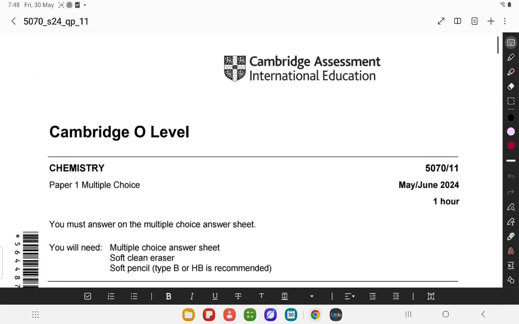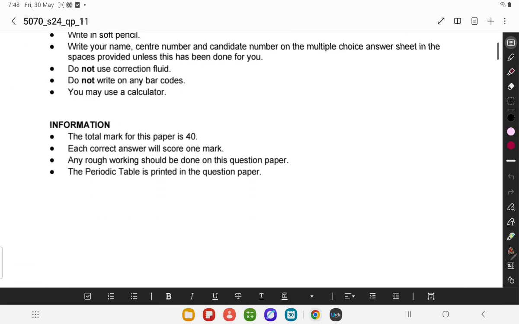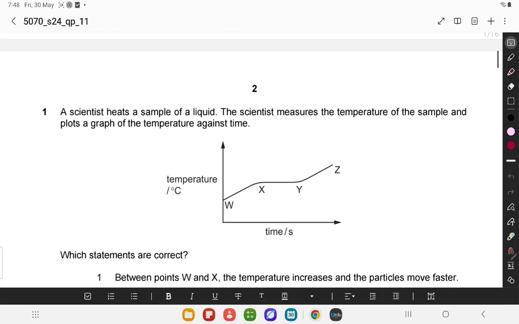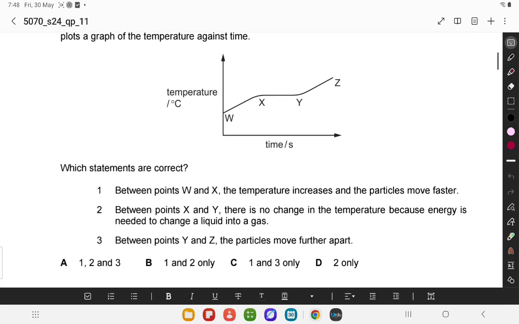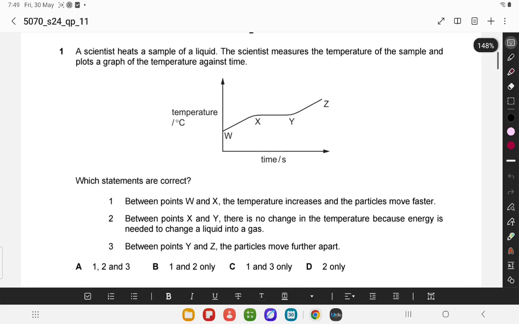Let's start. Today I will be solving Paper 1 multiple choice question 5070/11 May June 2024. Let's start. A scientist heats a sample of liquid. The scientist measures the temperature of the sample and plots a graph of the temperature against time.